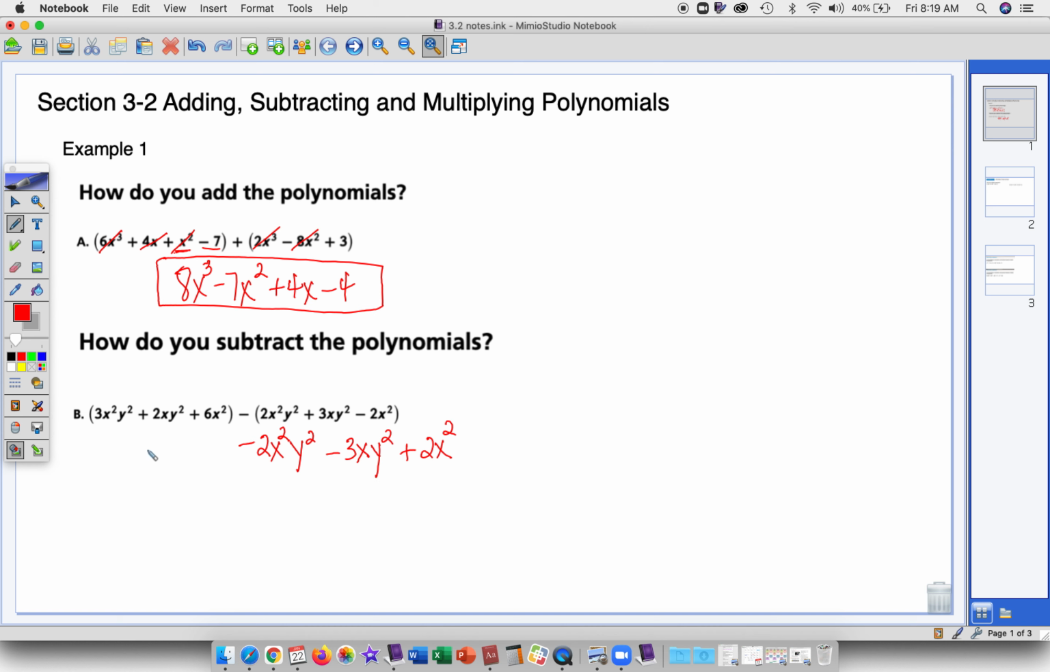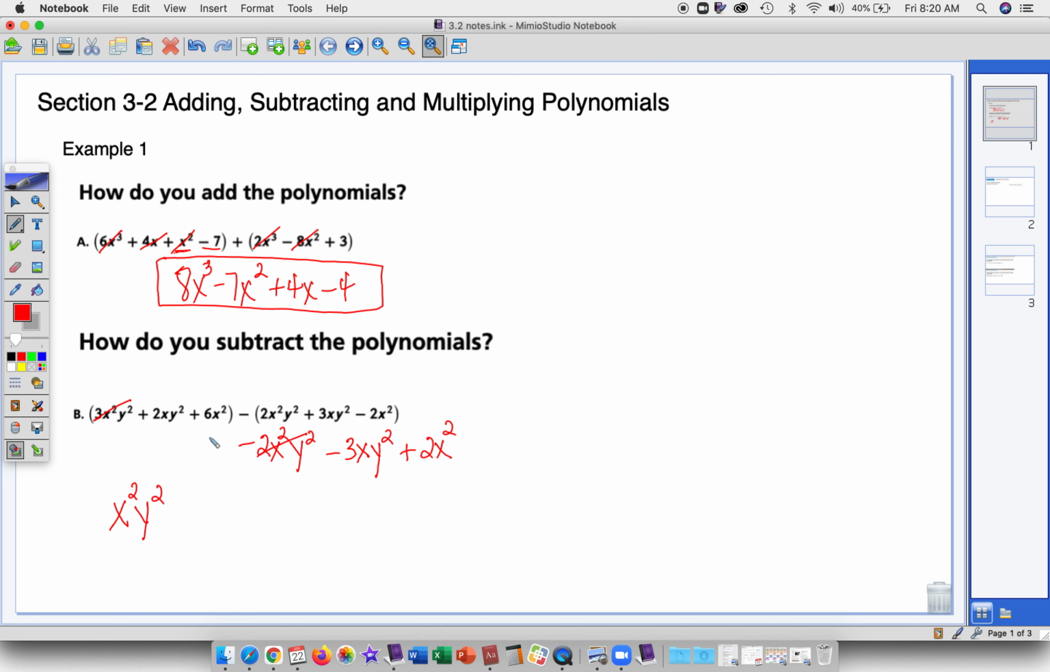So now I have two variables. So what I'm looking for is the same variables to the same power. So I have a 3x squared y squared. Over here, I have negative 2x squared y squared. So again, I combine the coefficients. 3 minus 2 gives me a 1. So it's x squared y squared. Right? We don't write the 1 just like we wouldn't write a 1x. Okay, so let me cross out those two terms.